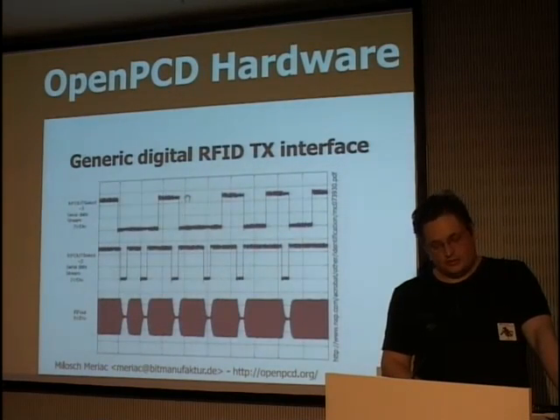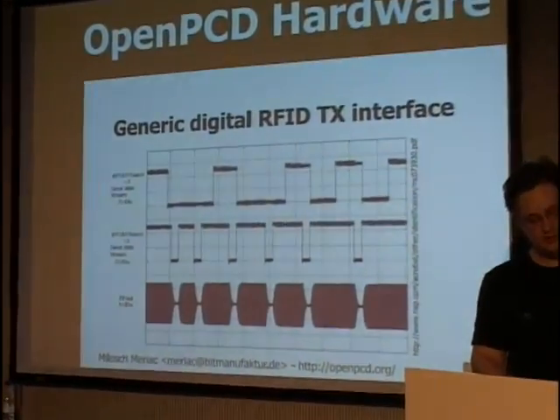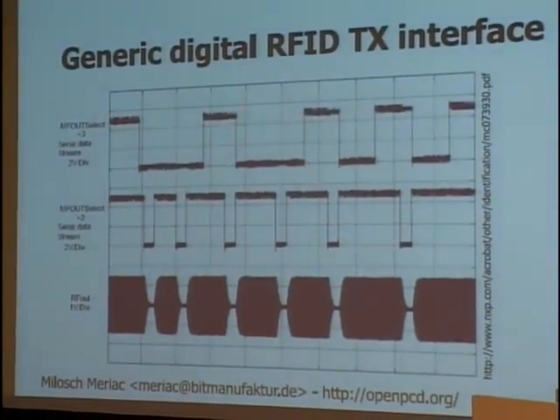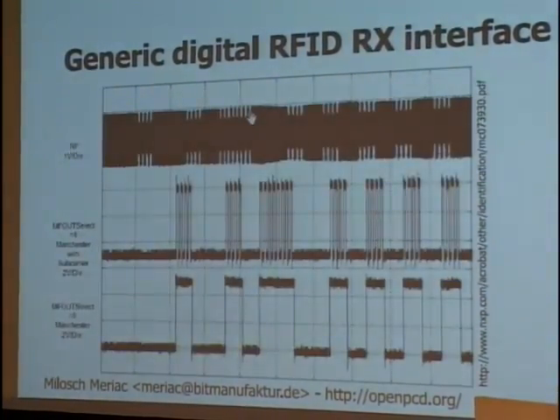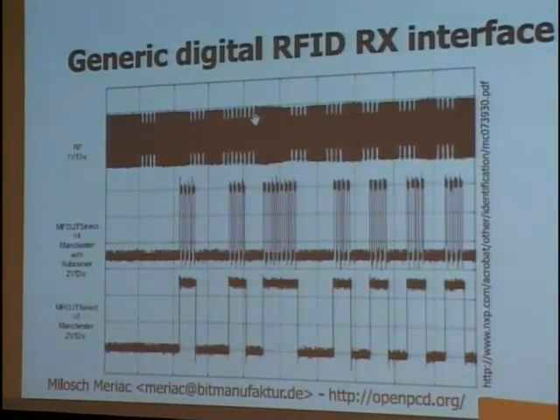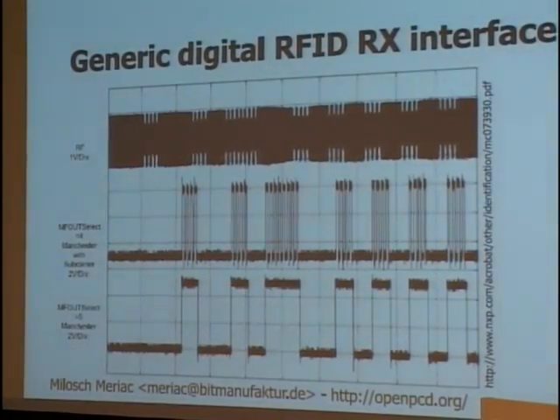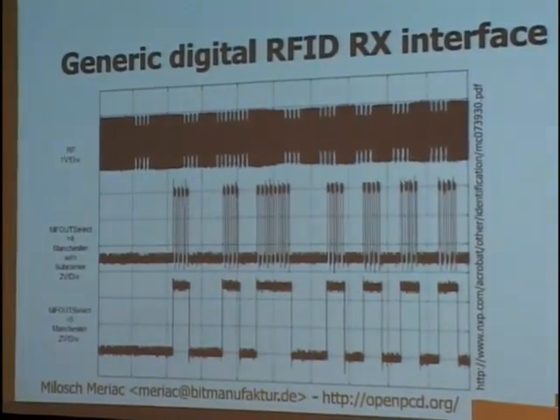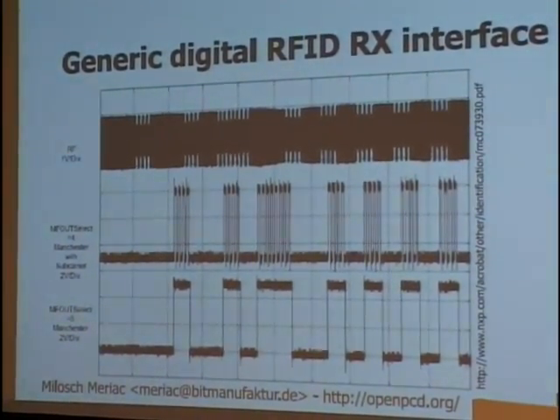This is an example I just want to show what you can see. You see the data, then the first encoding step, and the resulting pattern on the RF interface. And on the RX side, you see the load modulation pattern and the resulting decoding steps.